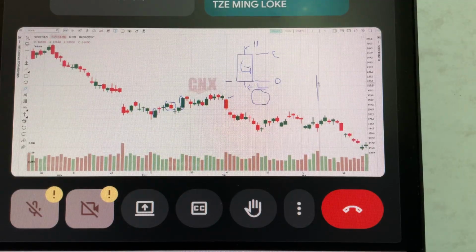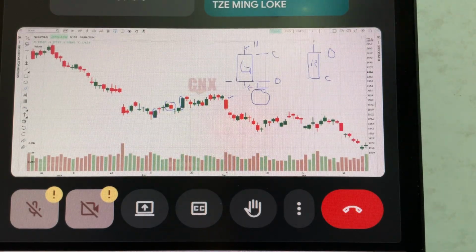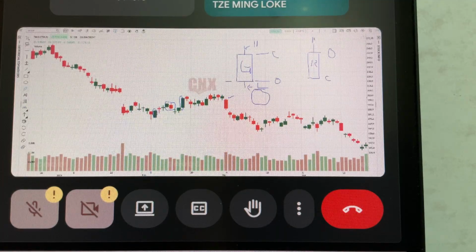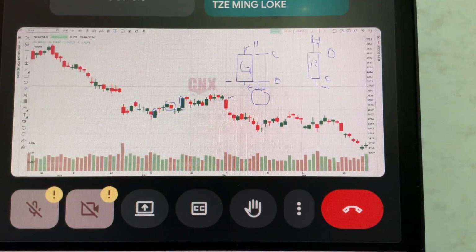However, if it is the red color, it's opposite. Let's say this is a red color. Then the opening will be up here, and the closing will be here. But the highest and the lowest will still be the same. So this part here will be the highest. And if you get a stick here, this will be the lowest. Lowest will be at the bottom.